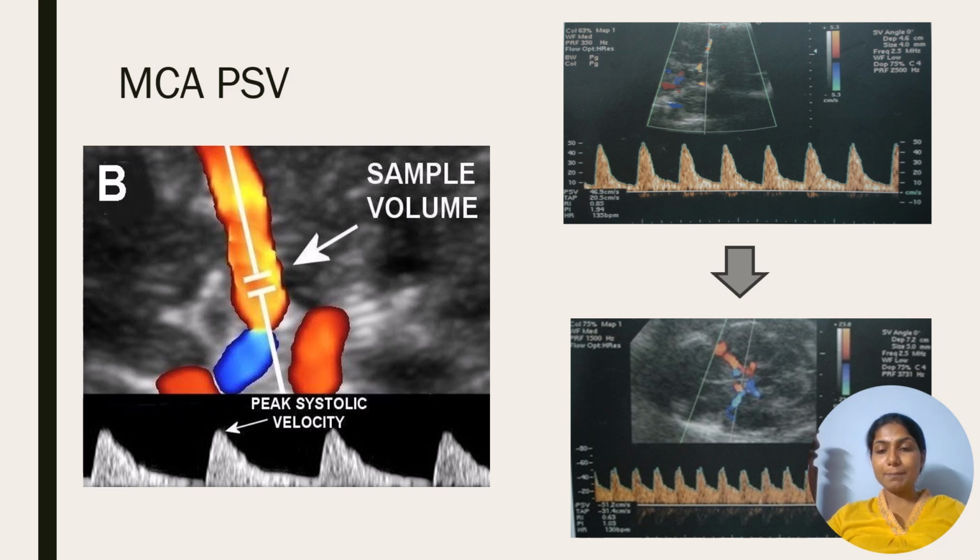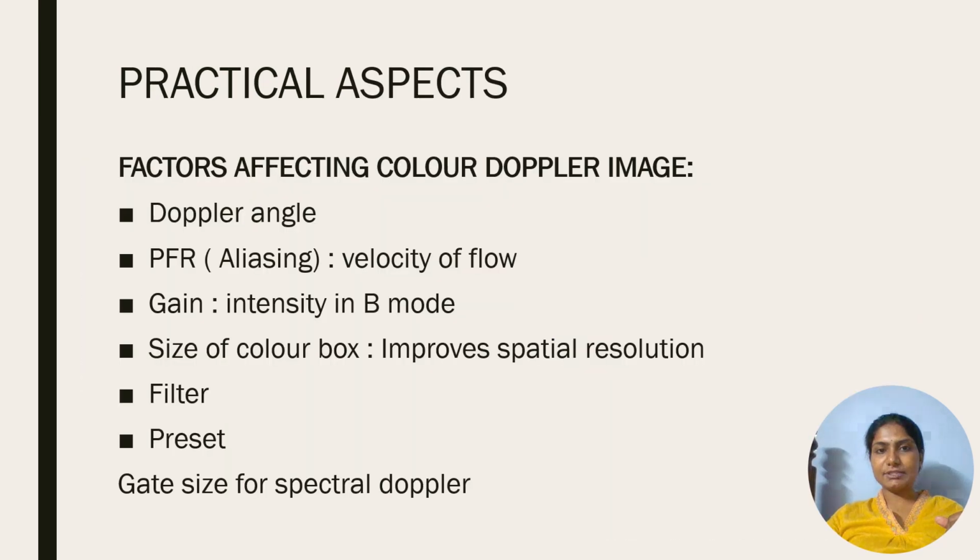So if the MCA-PSV is more than 1.5 multiples of median, that is 1.5 MoM, then that means the fetus has gone into anemia, and it's a definitive indication for cordocentesis, to pick the correct hemoglobin of the fetus and plan for intrauterine transfusion. So middle cerebral artery peak systolic velocity: we have to see what the velocity in the brain is to diagnose fetal anemia. So this forms the second indication for Doppler in obstetrics.